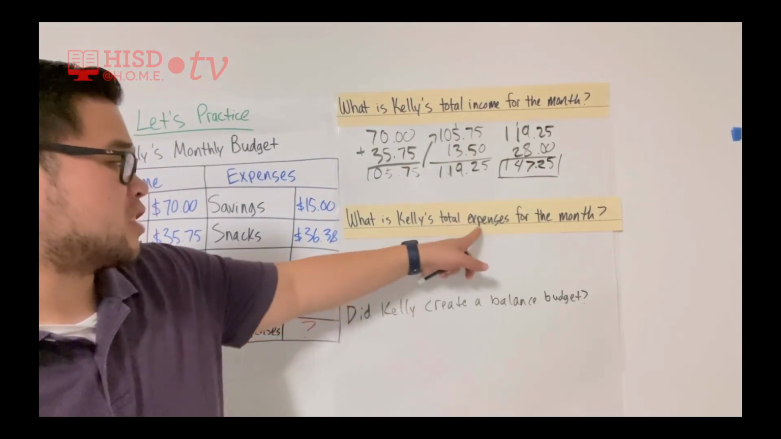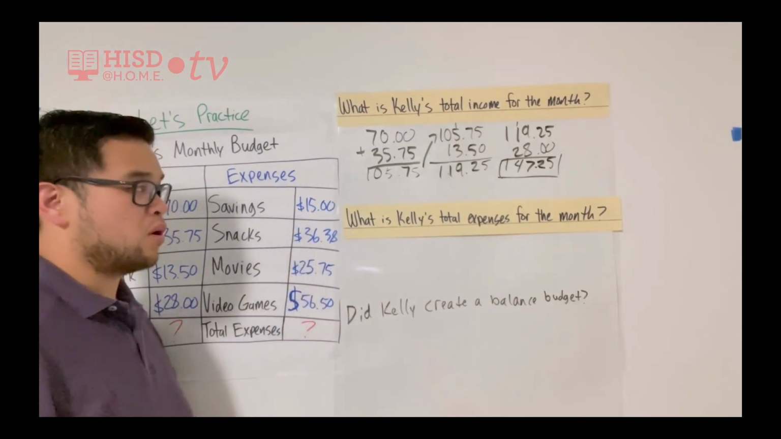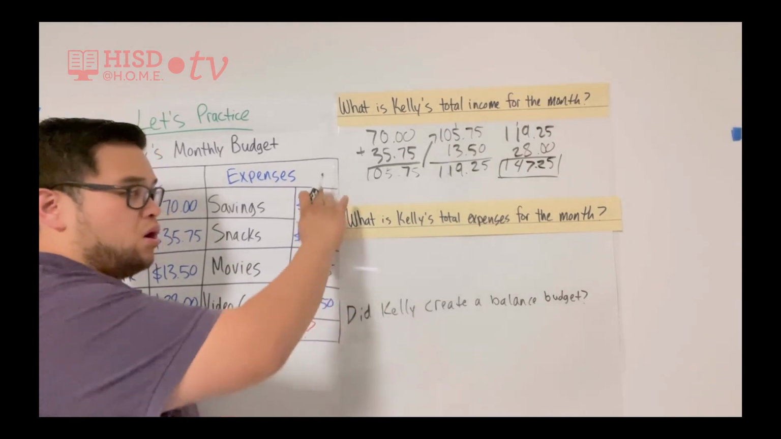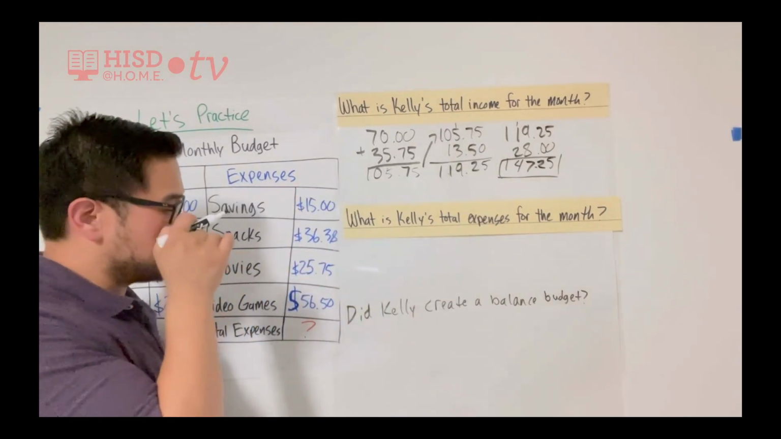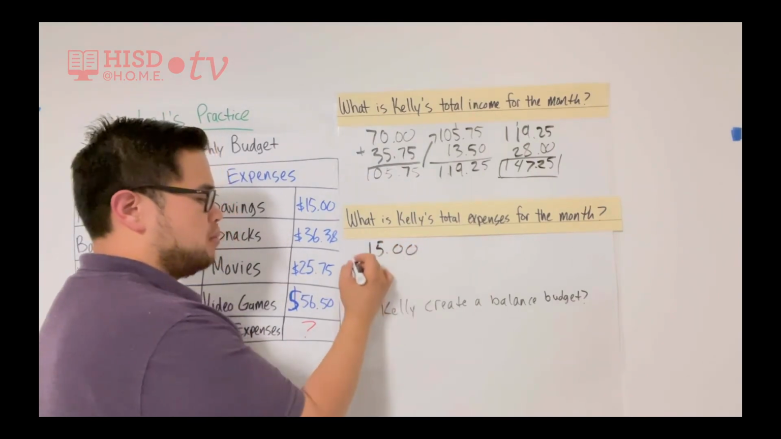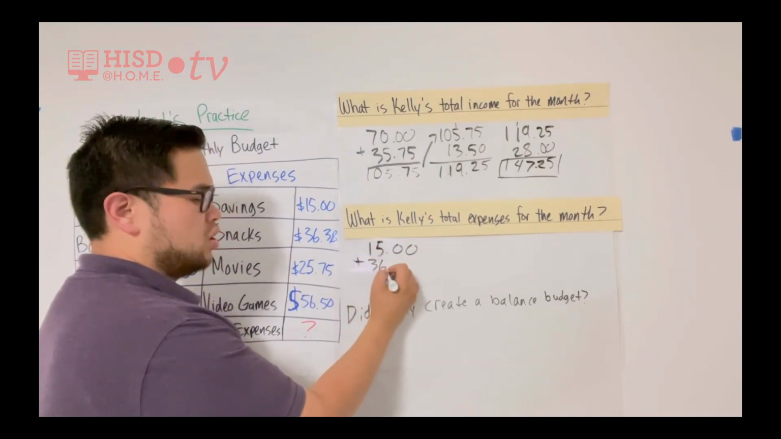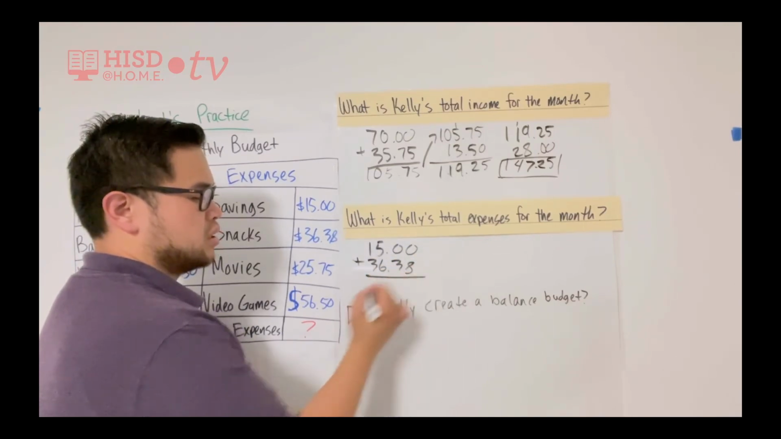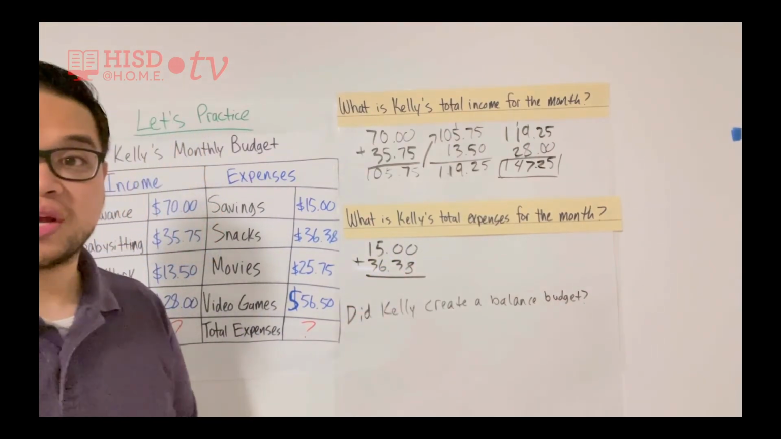Now we're going to find Kelly's total expenses for the month. We're going to add all this up to figure out what her expenses are. So we have $15 plus $36.38. I'll pause there so you have some time to do it.